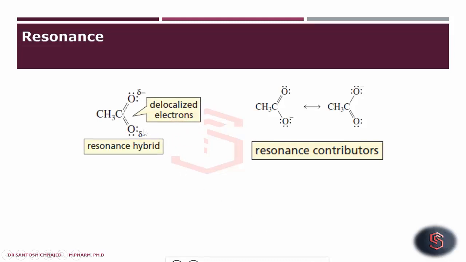A better way we can show the carboxylate ion is in this manner. We already discussed this in the video where we learned about the inductive effect. So delocalization of electrons occurs from one oxygen to another oxygen of the carboxylate ion via this carbon.